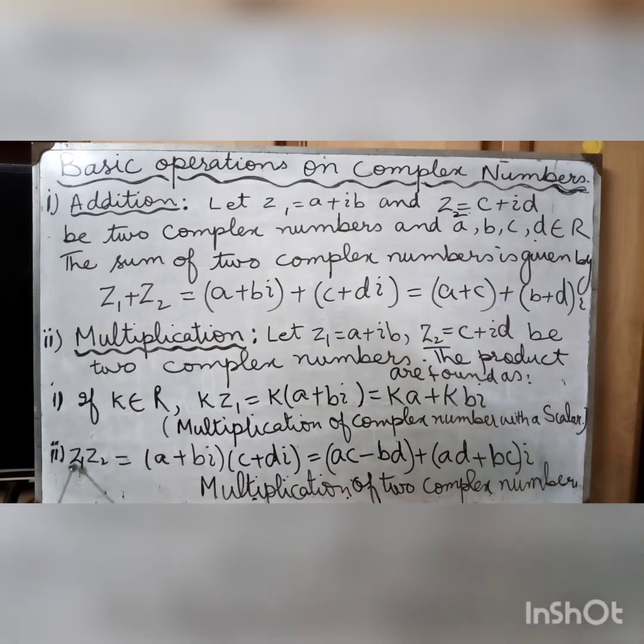Second is z1 multiplied by z2. The product of these two complex numbers is (ac - bd) + (ad + bc)i. This is the multiplication of two complex numbers.